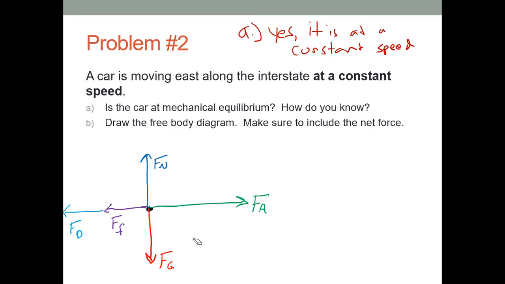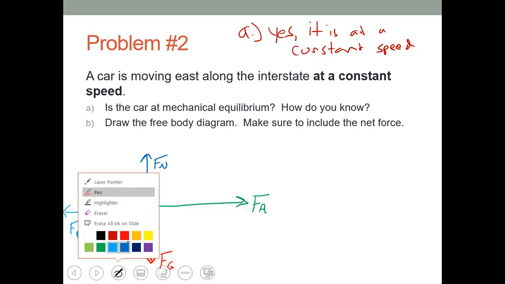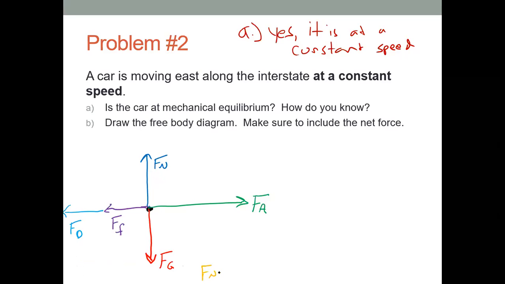All right, so that's the free body diagram. The last thing we need, it says make sure to include the net force. So we're going to say here that the net force is 0 again.